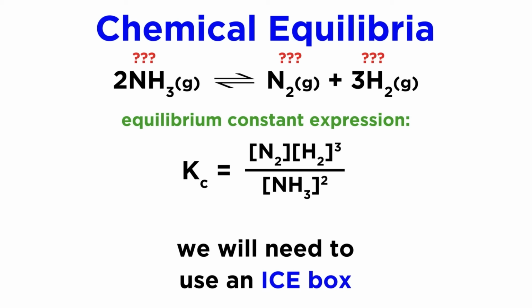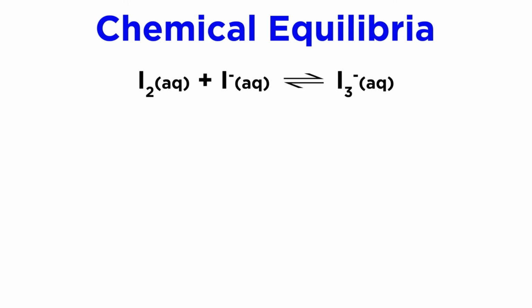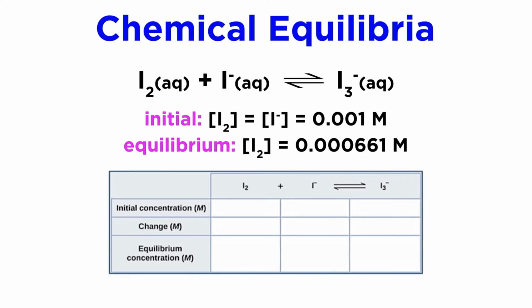To do this, we must learn how to use an icebox. For these, ICE stands for initial, change, and equilibrium, which represents the initial concentration of each substance, the change in concentration, and the equilibrium concentration. Let's see how we can construct an icebox for the following equilibrium if we are given these initial concentrations. First, let's construct the icebox with rows for initial, change, and equilibrium. Then we can plug our initial concentrations into the first row here. The reactants were given, and there isn't any product at first, so that will be 0.